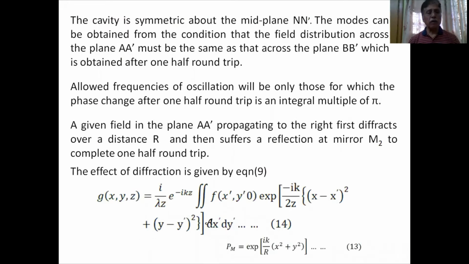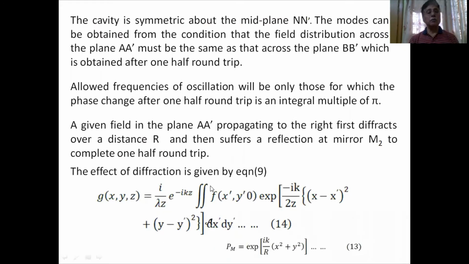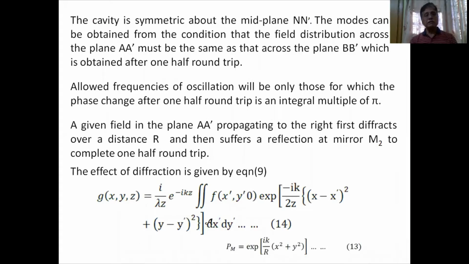Now, this confocal cavity is symmetric about the midplane n dash. You can see this is symmetric about the midplane n dash. This is n dash. This is A dash and this is B dash, this is M1, this is M2. The modes can be obtained from the condition that the field distribution across the plane A dash must be the same as that across the plane B dash, which is obtained after one half round trip.